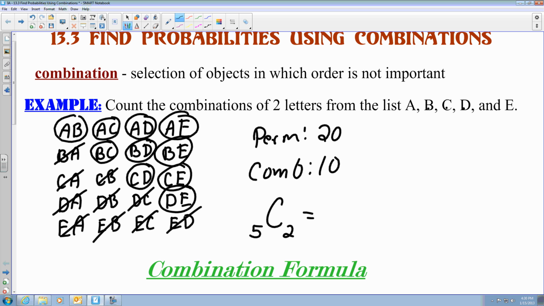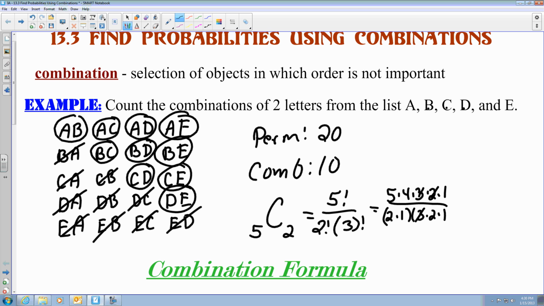So if we use our formula, we got 5 factorial divided by 2 factorial times n minus r, which makes that 3, so that's 3 factorial. So then the top would be 5 times 4 times 3 times 2 times 1 divided by 2 times 1, and then we got 3 factorial, which is 3 times 2 times 1. And then the 3's cancel, the 2's cancel, and the 1's cancel. So we're left with 20 divided by 2. And 20 divided by 2 is 10. And that's where we get this answer.